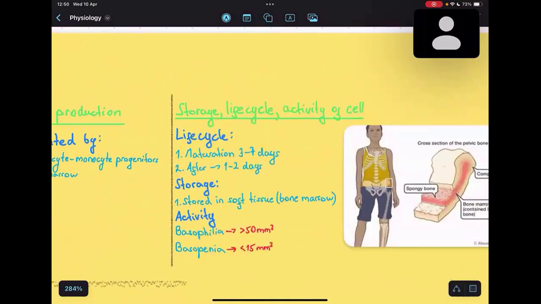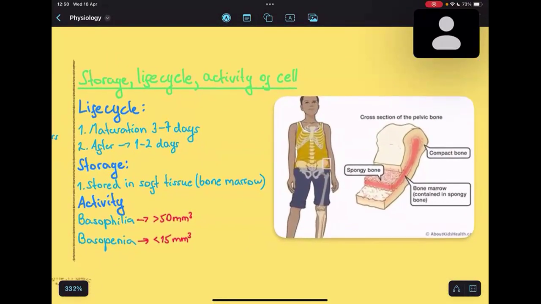So moving forward, we'll take a look at the storage, where they're stored, how long they live, and the activity of the cells. So the lifespan is quite short. It's only 1 to 2 days, but the maturation is 3 to 7 days. And they're stored in the soft tissue of our bones, in particular the bone marrow. You can see in the picture.